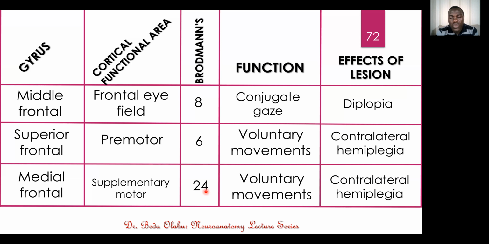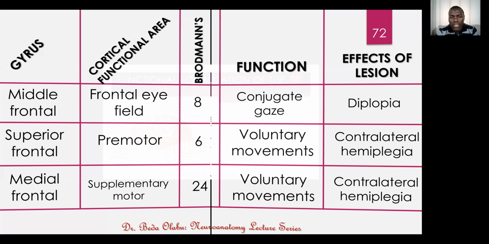Great, so I've given you 6 gyri in the frontal cortex, in as much as the number of gyri in the frontal cortex are perhaps over 10. I've just picked those ones and I've given their role. That means that we've not really exhausted functions of the frontal cortex, but I've chosen to give you those ones which I think at least you need to know based on your level of training.